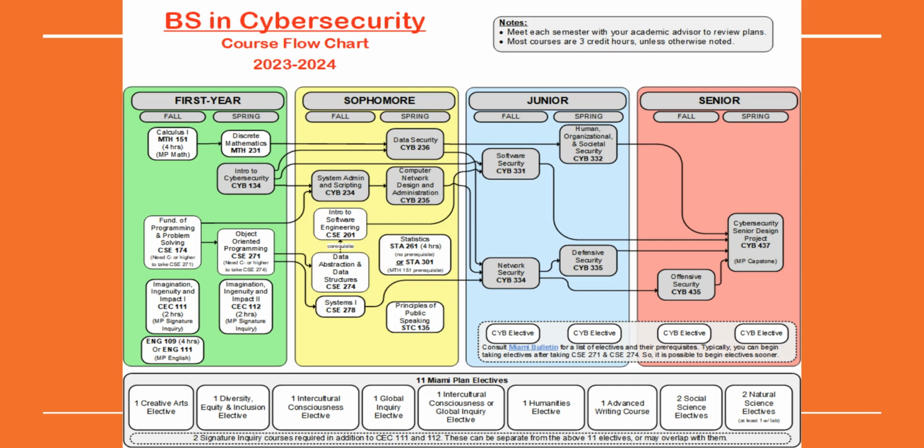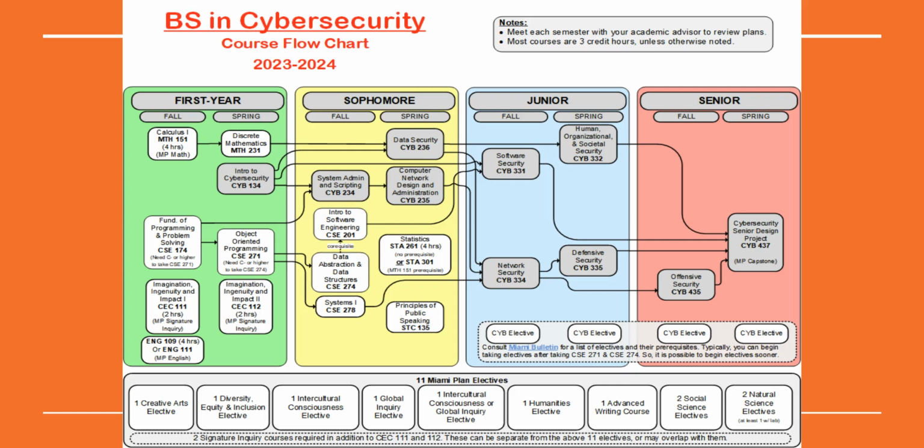There are some math classes you have to take starting out, depending on what math you are placed in, either pre-calc or Calculus 1. You do not have to take Calculus 2 or Calculus 3. That is not a requirement for our cybersecurity major. You also have to take discrete math and statistics, either 261 or 301, as your math classes.